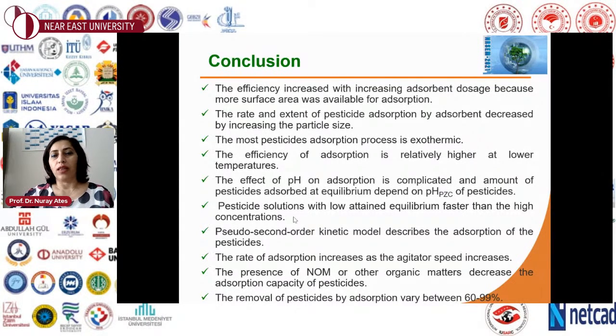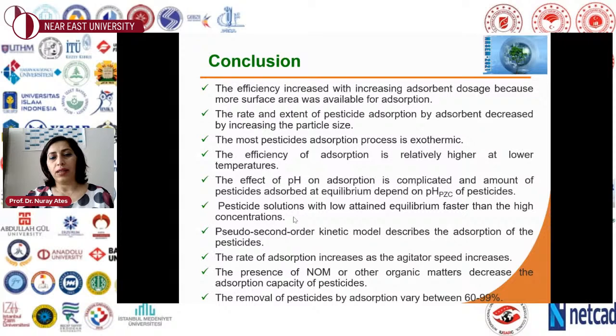Pesticide solution with low concentration attained equilibrium faster than the higher concentration. When we look at the kinetic models, most of the pesticide adsorption processes obey the pseudo second order kinetic model.